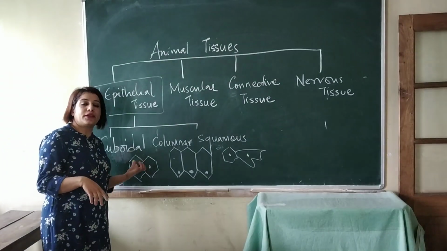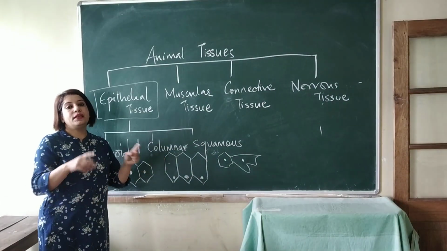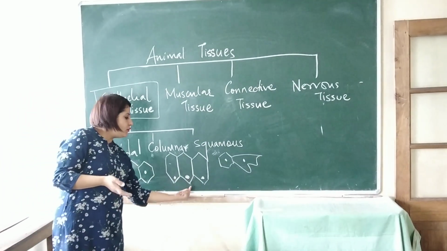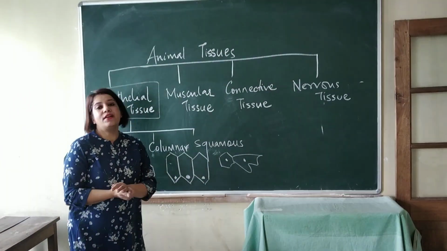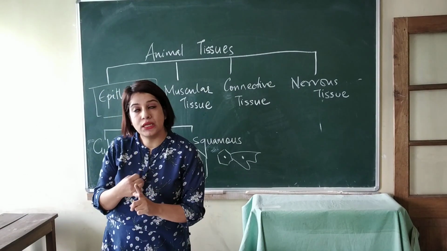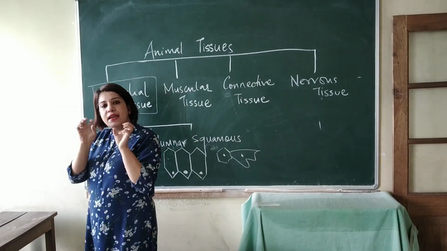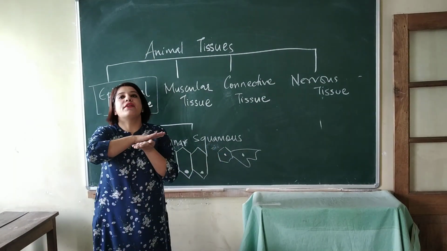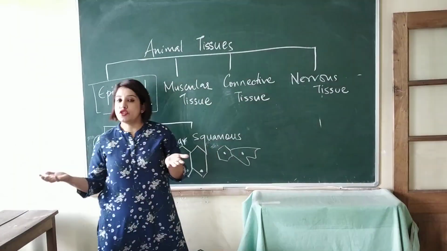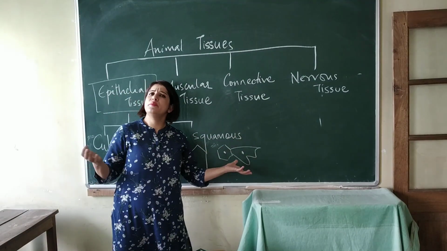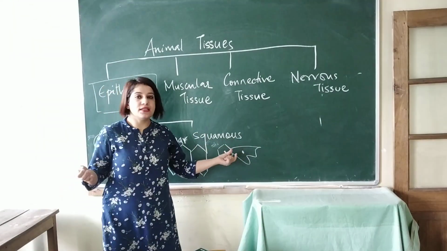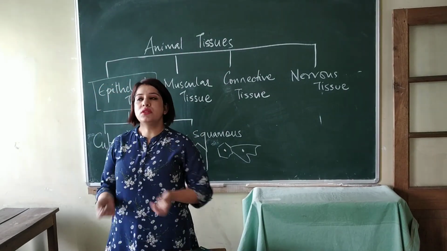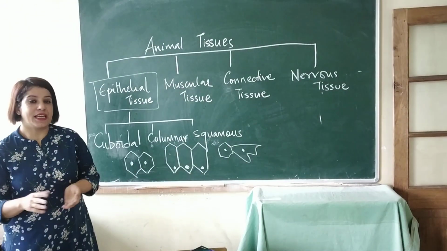They are found in your salivary glands, the thyroid glands, and the kidney. They help in secretion. Columnar epithelial tissue, column-like, long, elongated cells. The nucleus is towards the base. They are found in the lining of the stomach, the lining of intestine. They help in absorption. Squamous epithelial tissue, they are flat cells. They may be of different shapes, hexagonal, or they may even be irregular. The nucleus is in the center. They form the skin, the lining of your mouth, and they help in protection.